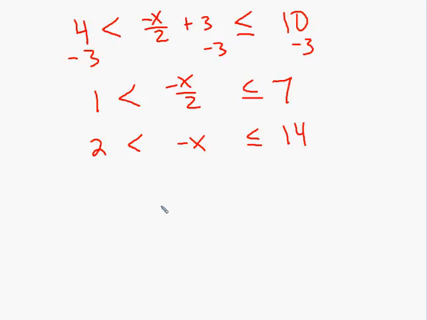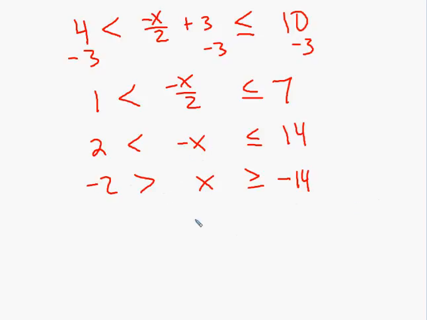You have to divide by the negative. So I get negative 2. What happens to this? Flips. So now it's negative 2 is greater than x is greater than or equal to negative 14. Okay, because I multiplied by a negative.